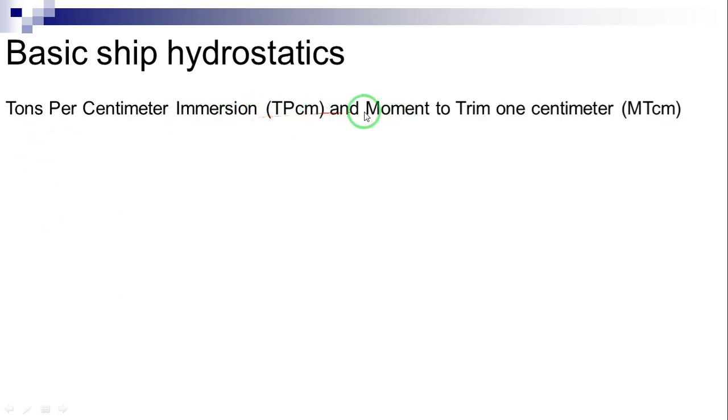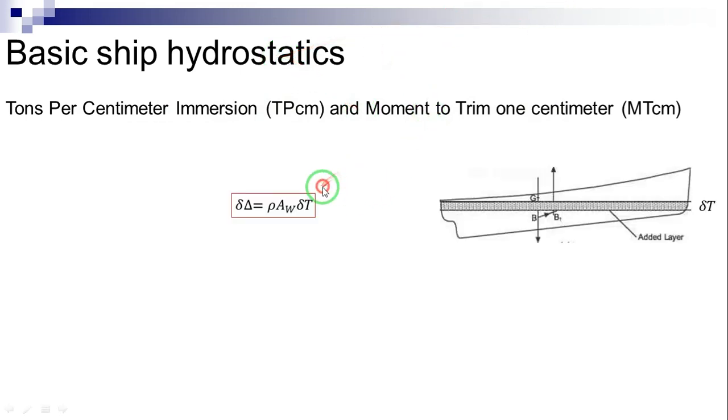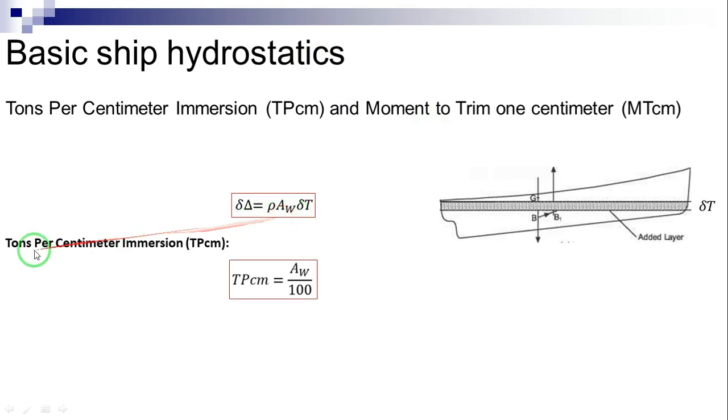Tons per centimeter immersion, also shown as TPcm, and moment to trim one centimeter, MTcm. Note that it is possible to calculate the changes in displacement resulting from small changes in a vessel's draft using this equation. It is possible to define a quantity called tons per centimeter immersion, TPcm, as we can see here. This happened because the freshwater density is 1 ton per cubic meter.